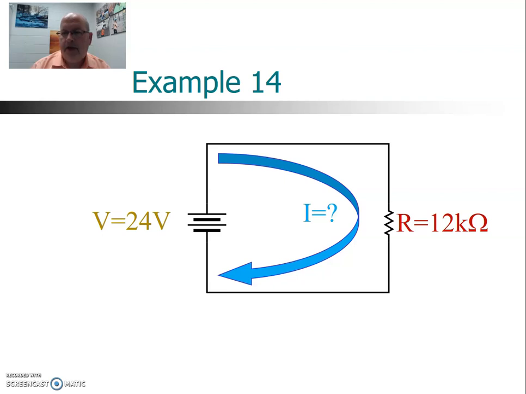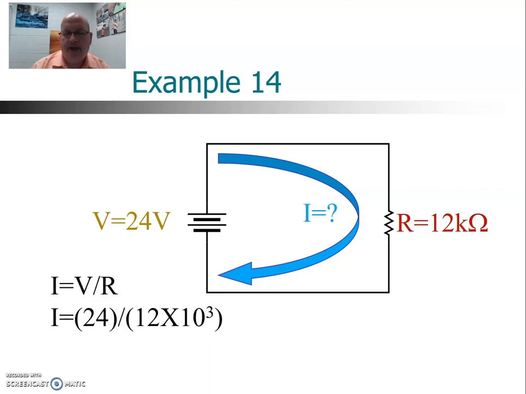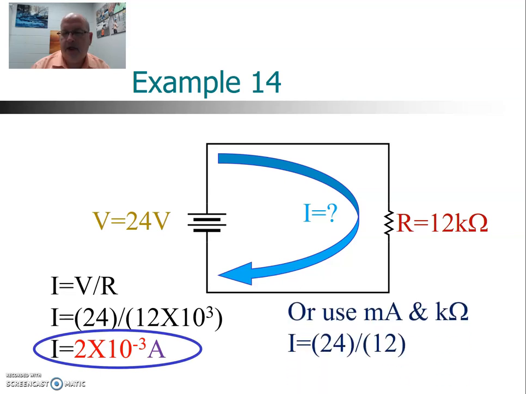Here's another one. This time we're given kilo ohms and a voltage. We want to find the current. So Ohm's law, I is equal to V over R. 24 divided by 12 times 10 to the third. And that gives us 2 times 10 to the minus third amps. And that's the same as 2 milliamps. If you want, you can just assume that if you're given kilo ohms, you're going to get an answer in milliamps. So there's your 2 milliamps. Either way, you can solve that.